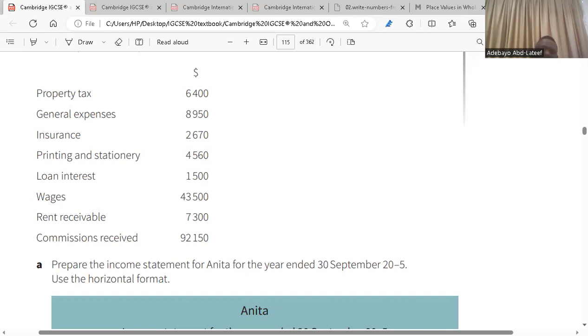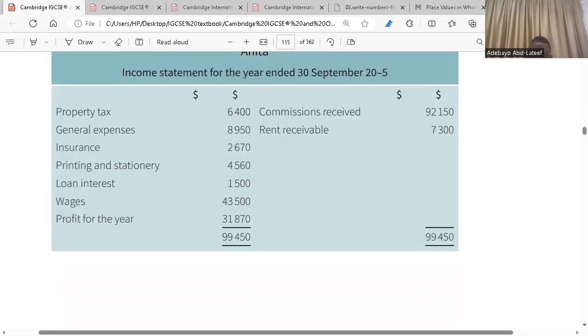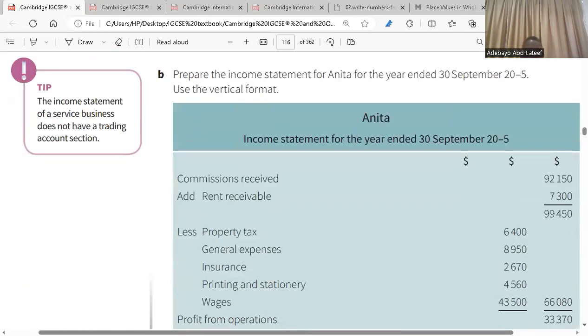The commissions receivable, or commissions received, is an income for Anita. It's on the credit side. So rent receivable and commission received are income for Anita. They will be added together. Then you take away Anita's expenses. That gives Anita's profit for the year. Is it clear now? Yes. Okay.